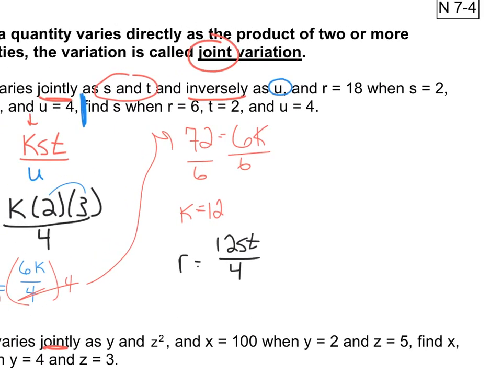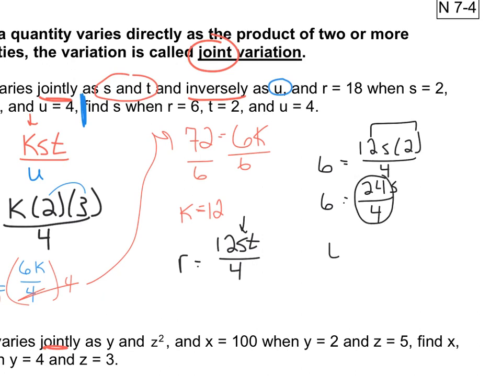So now it wants us to find S. So we're going to be finding S. Let's see, when R is 6, we've got 12 and S, and then when T is 2 and U is 4. And now we just solve this. So let's go ahead and do this. 12 times 2 gives me 24S over 4. And you could do this several different ways. I'm going to go ahead and just know that 24 divided by 4 is 6. So 6 equals 6S. So S equals 1.